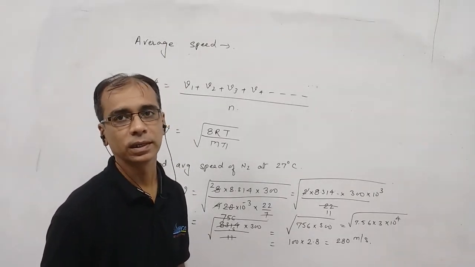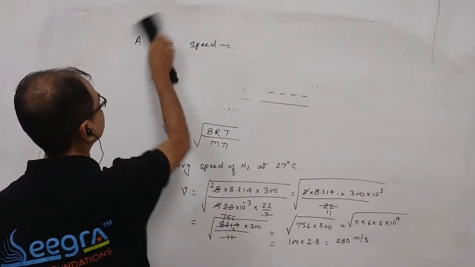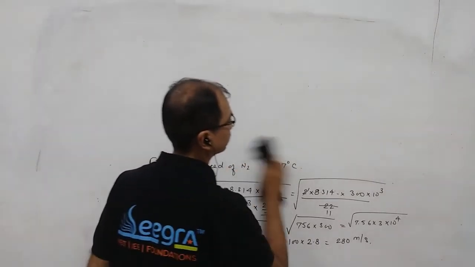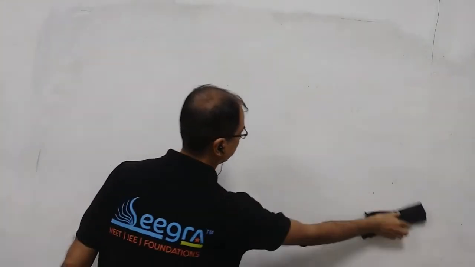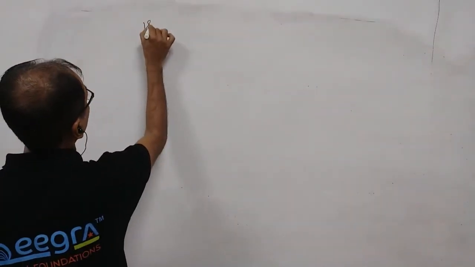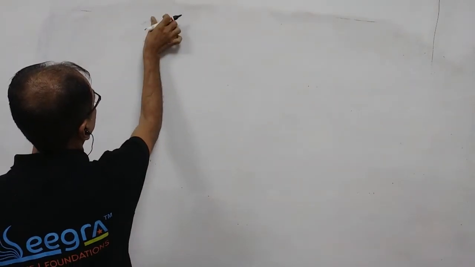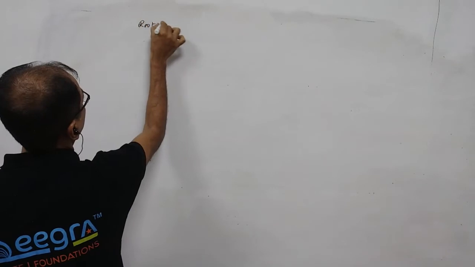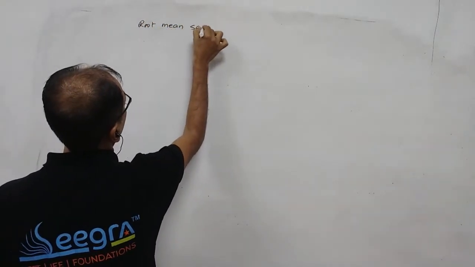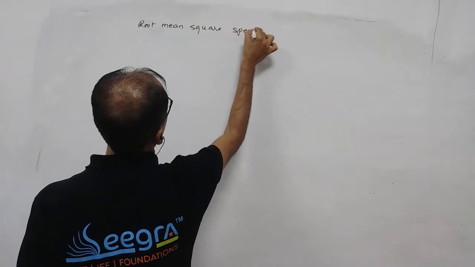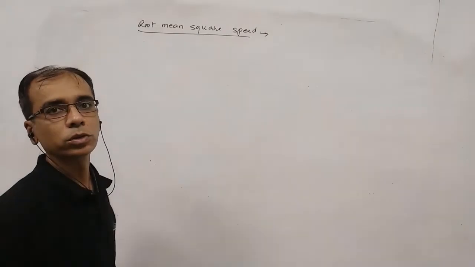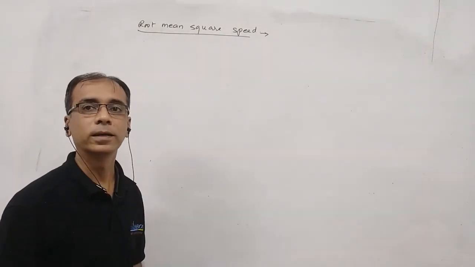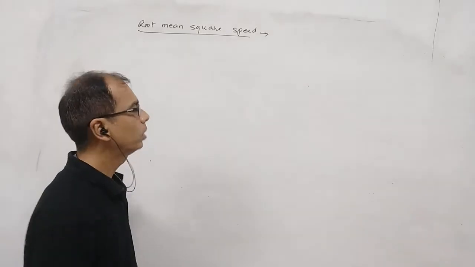Root mean square speed, we have already got the formula. But what is its meaning exactly? That we will see now, and a few more questions we will do on that. So Vrms basically is what? Root mean square. Now this root mean square you are going to see again in another chapter, in 12th class, when we talk about alternating current. There also you will get Irms, the current's value.